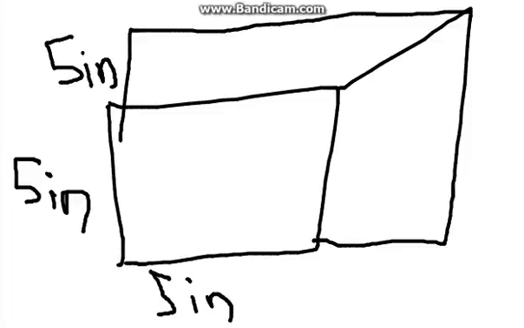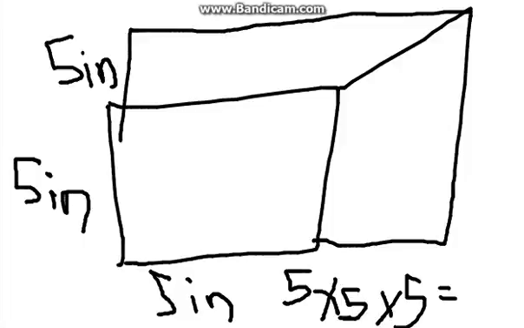So 5 by 5 square. How would this work? Well, you do 5 times 5. Sorry, I'm using the times symbol here. Times 5. 5 times 5 times 5 equals 5 to the 3rd power. The answer is also known as 125 square inches.